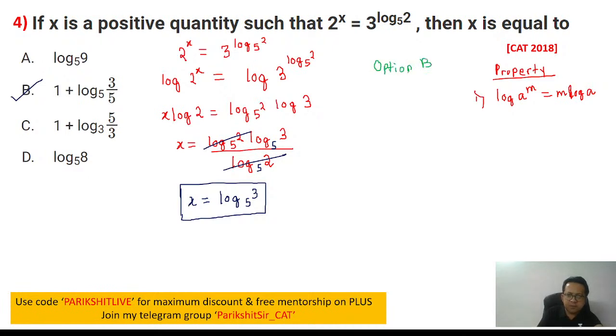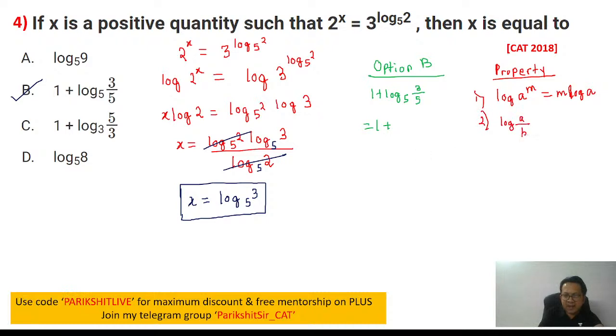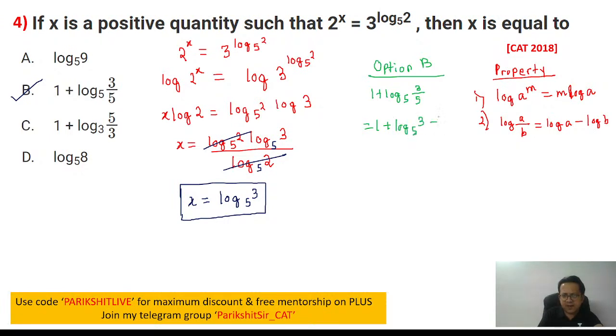Option B is saying 1 plus log 3 base 5 divided by 5. What is the property that I'm going to use? The property is log A by B can be written as log A minus log B. Same property. Let's apply. So this can be written as 1 plus log 3 base 5 minus log 5.